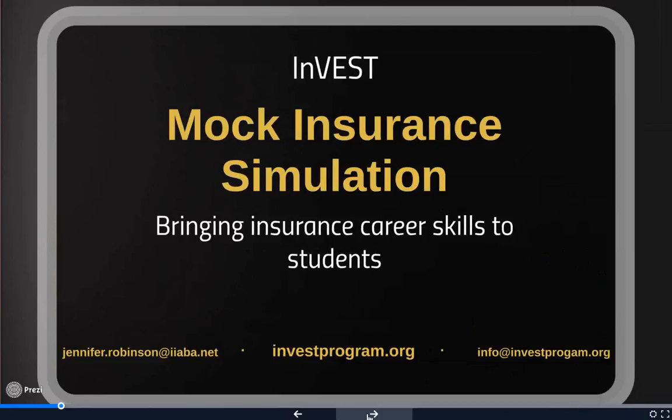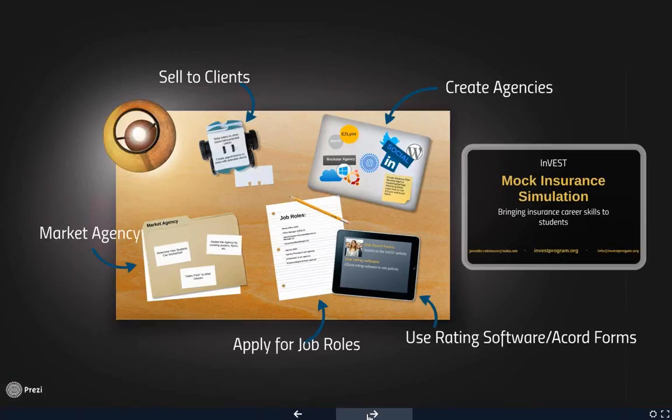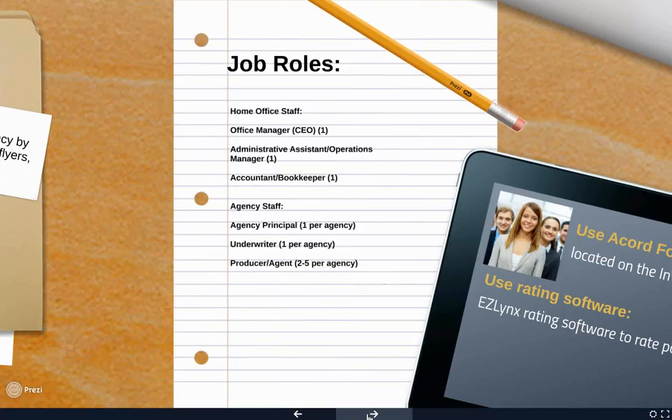The first step in the insurance simulation portion is learning about the different job roles and how that relates to the insurance industry. Basically, in the mock insurance simulation portion, we have 2 different types of jobs. One will be the home office staff and the other is agency staff. Just like you would with an independent agent, we consider the home office staff kind of the carrier aspect of it, where the agency staff would be the insurance agents.